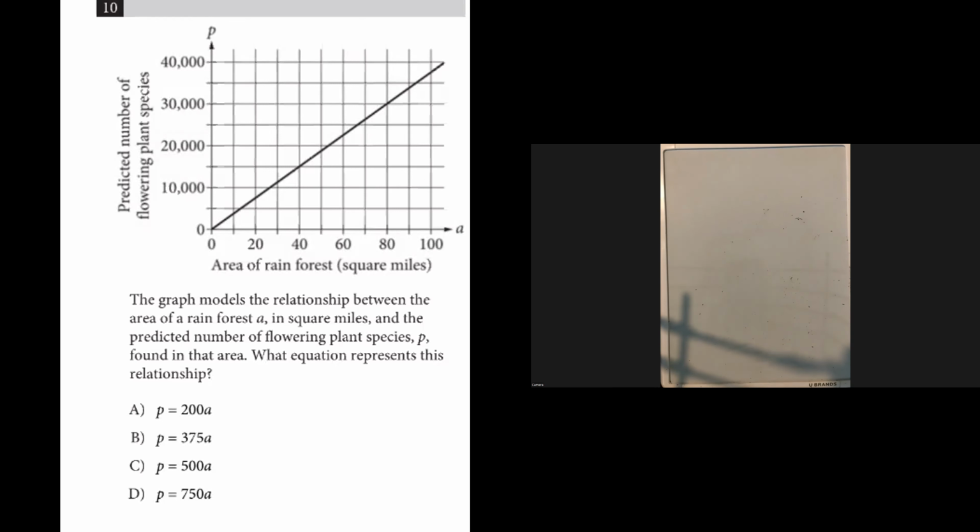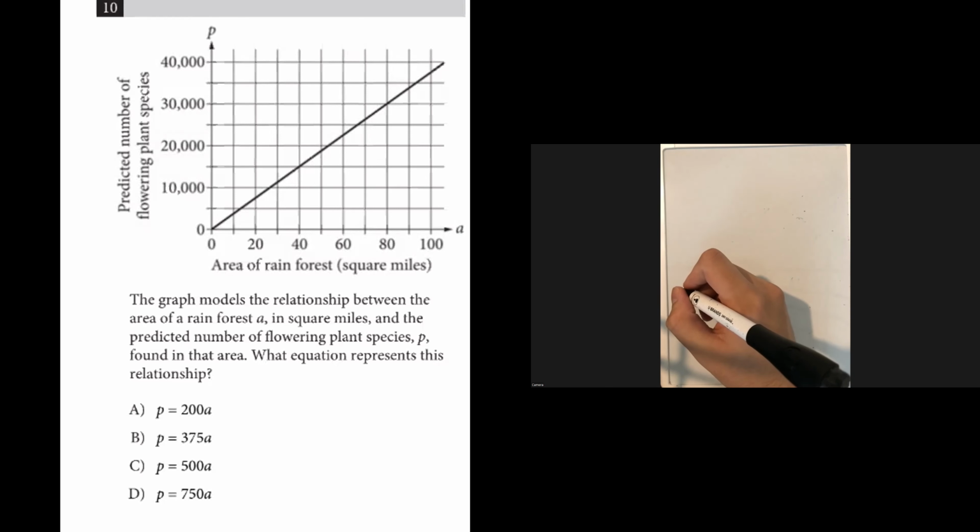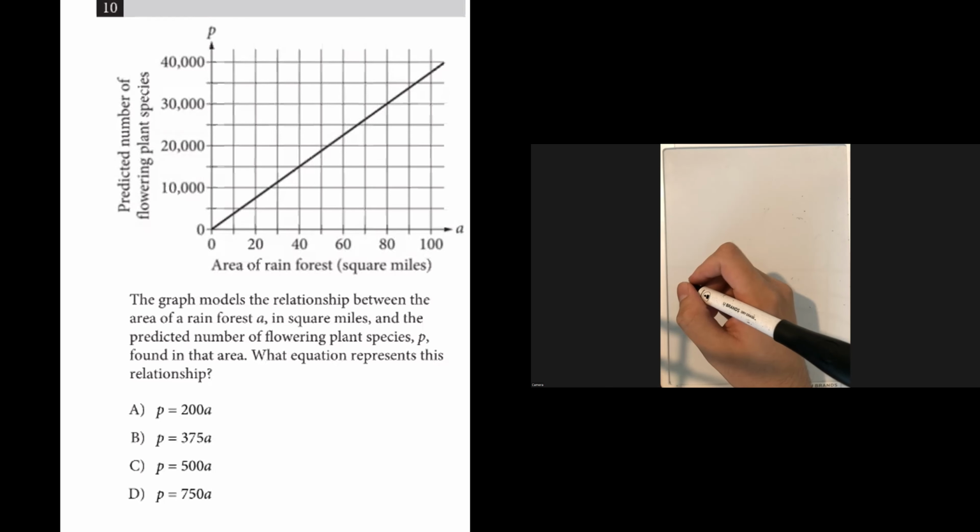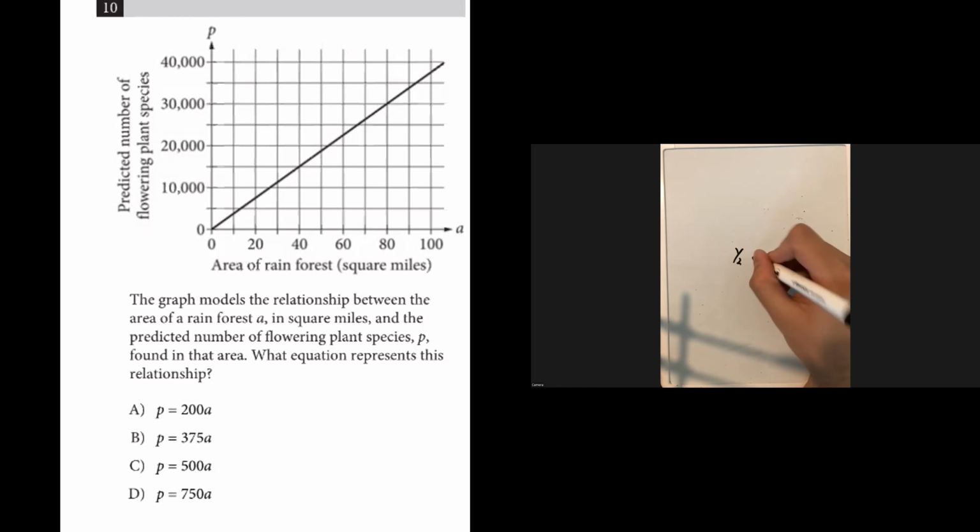Okay, so for this one, we have the graph, and we're given which equation represents that line. Since it starts at 0, 0, let's just use 2 points. We would do y2 minus y1 over x2 minus x1, but we don't have to do that because y1 and x1 are just 0.